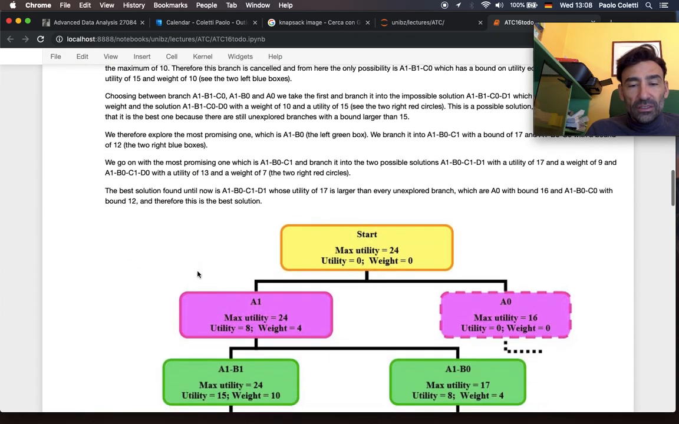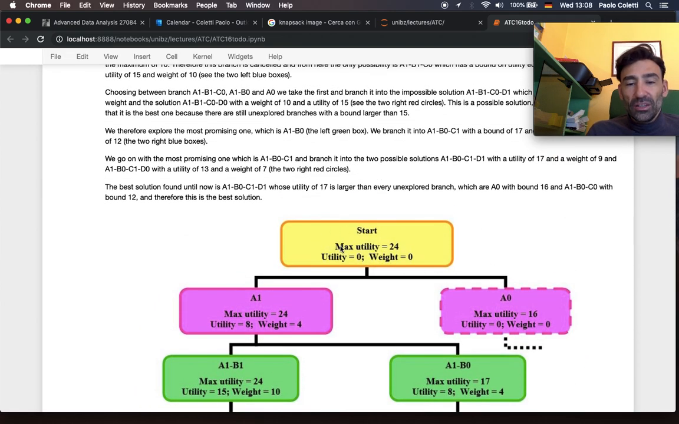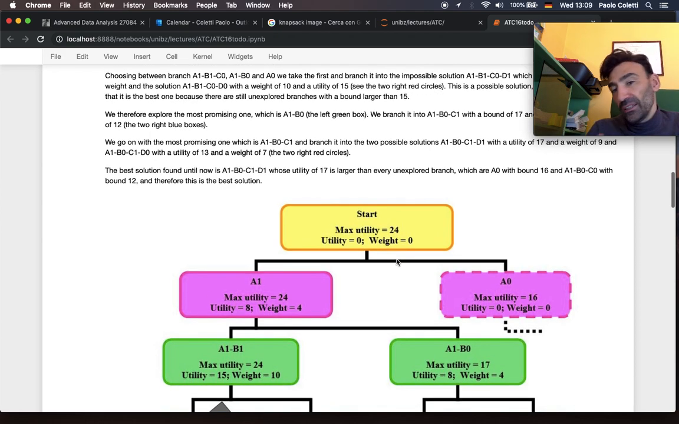So this is the start of our tree. This yellow rectangle is called the root. Even if you don't believe it, this is a tree. Maximum utility 24. It's a potential utility. It means that currently we haven't taken any decision on which item to put and which item not to put, but we are sure that even in the best case, with all the items in, the maximum utility we have is 24. Current utility 0, we haven't taken anything. Weight 0. Sorry, I talk about weight, but it's size. Well, it doesn't matter.